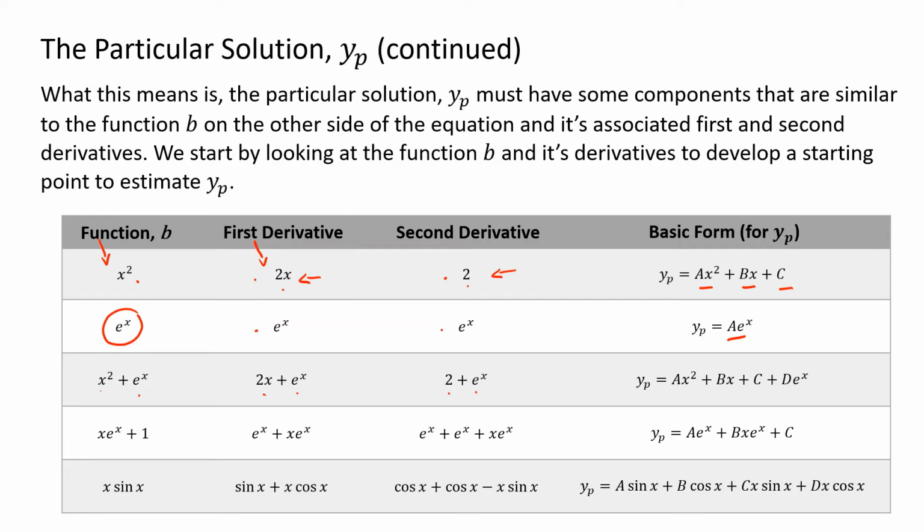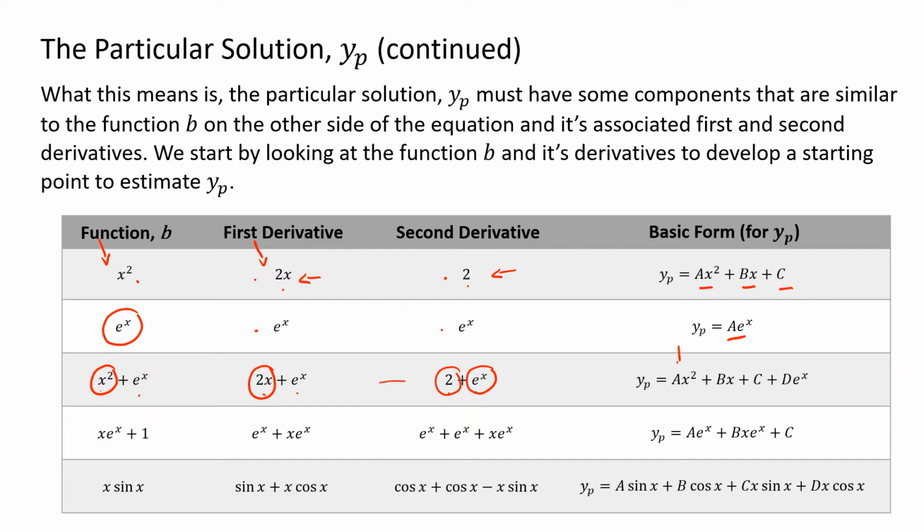So looking at the types of functions we have here, we have an x squared. We have a term with just x. We have a constant. And we also have an e to the x term. We have it 3 times, but again, it's the same function, so you only include it once. So we have 4 functions. That means our particular solution must be made up of 4 different functions.